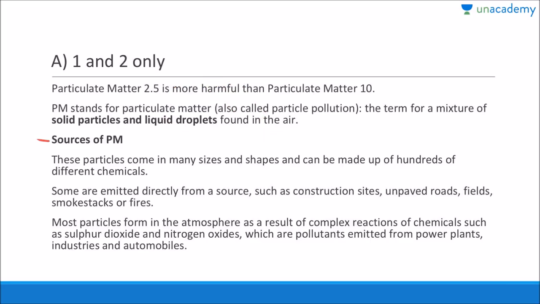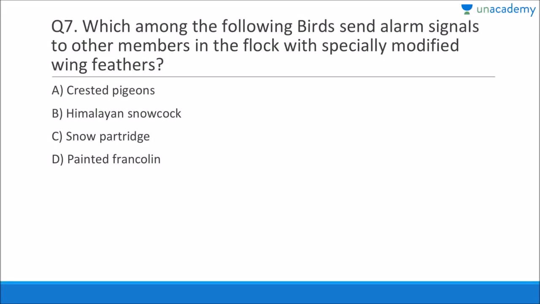Sources of PM include, they come in many shapes and sizes. They might be emitted directly from a source like construction site, unpaved roads, fields, smokestacks, fire, etc. And they can also be the result of complex reaction in the atmosphere, like sulfur dioxide, nitrogen oxides, etc.